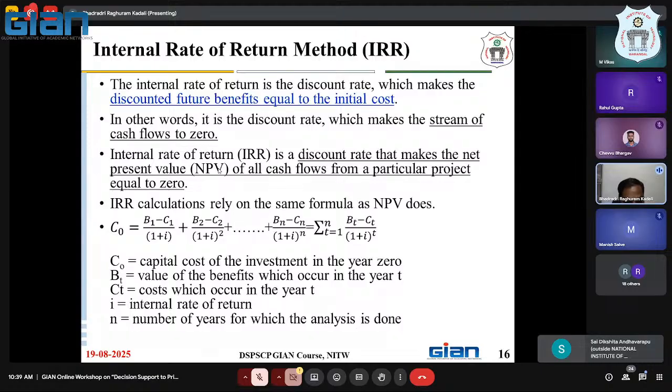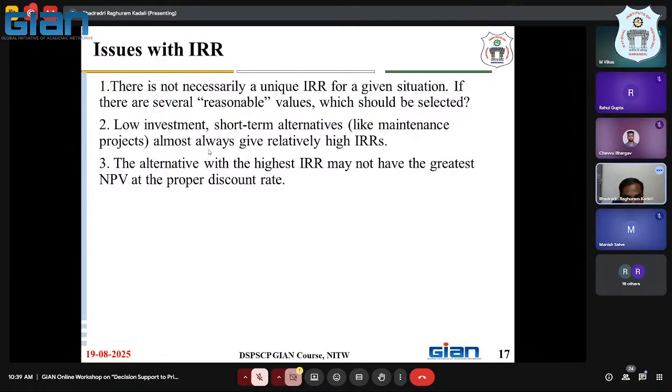When I'm looking at short-term projects of 5 years, or 3 years, or within 10 years mostly, then you have the highest benefits. So according to that, you have the maximum IRR value. Those kinds of projects cannot be looked at in the IRR case. So the alternatives with the highest IRR may not have the greatest NPV at the proper discount rates.